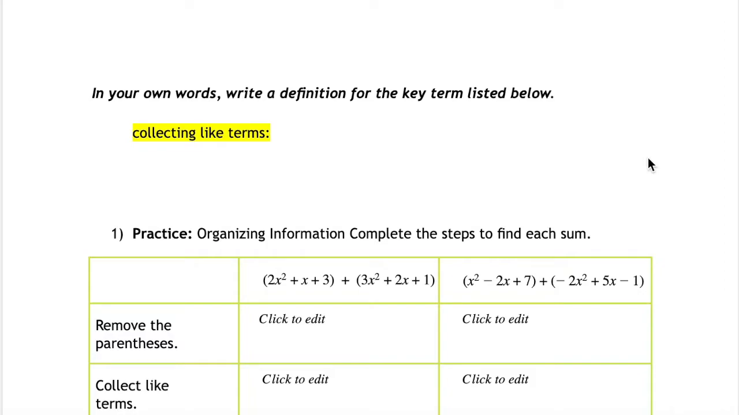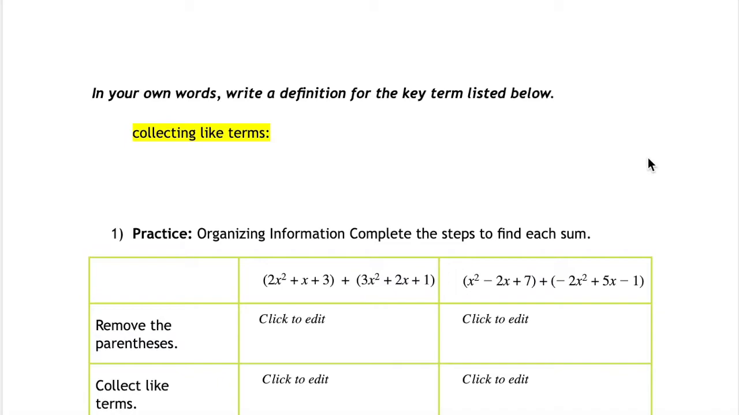Hey there! So in today's lesson, we're going to be going over adding and subtracting polynomials by collecting or combining like terms like we've been doing before. But I think that this might be a more organized way of working through those types of problems because I noticed that we keep making very similar mistakes.